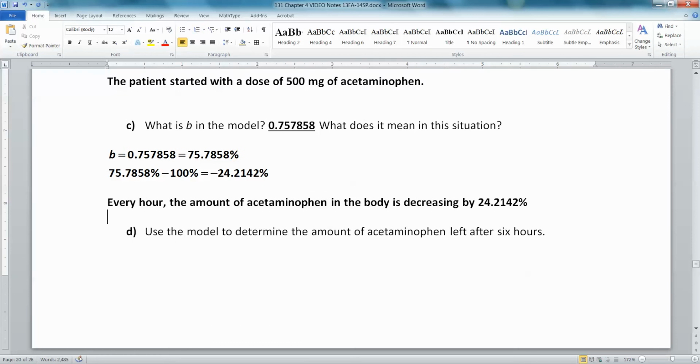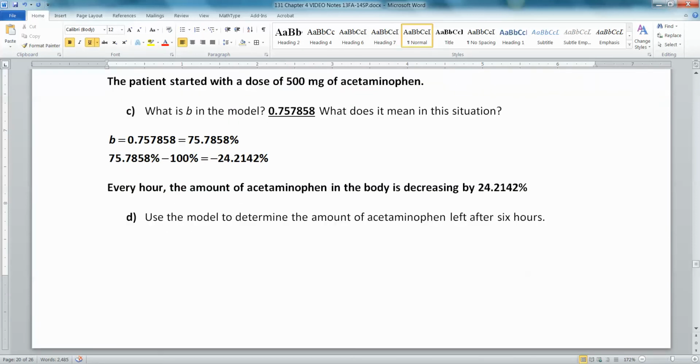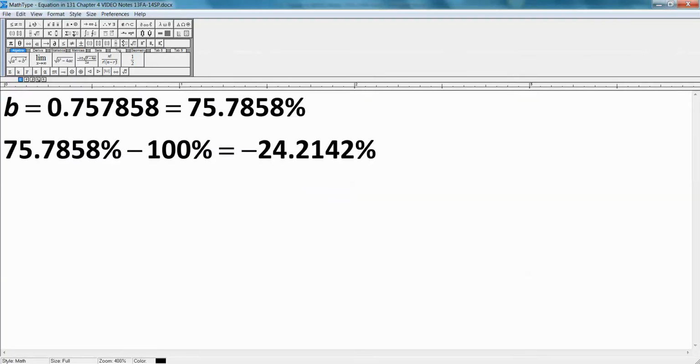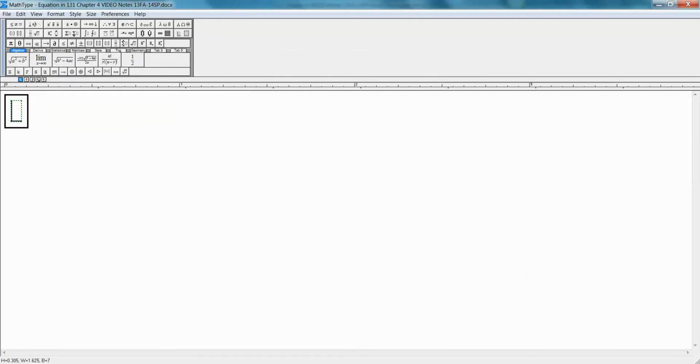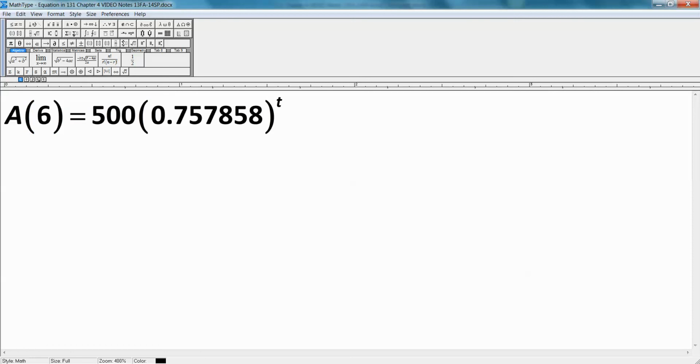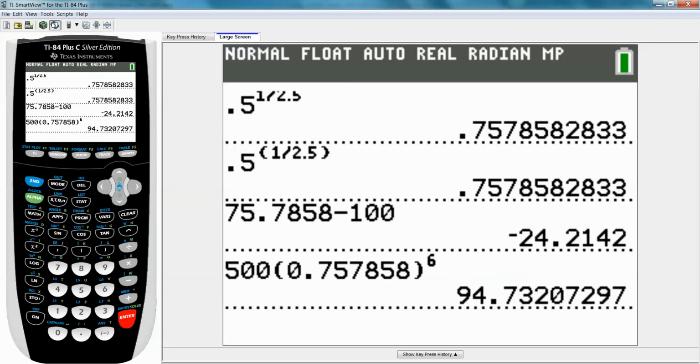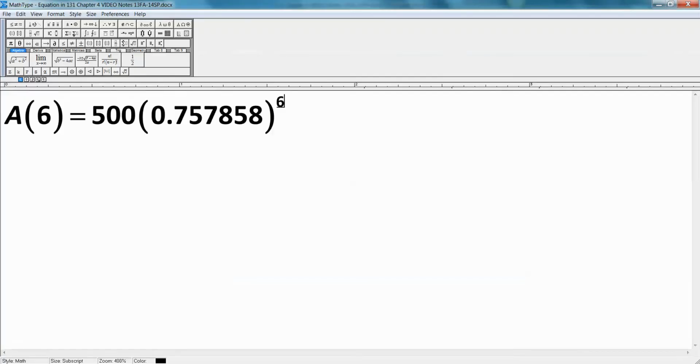All right, so use this to determine how much is in the body after 6 hours. So what we're going to do is take our equation and put 6 into it. So I grab that. I just thought I would underline this from previous. That'd be helpful for everybody. Okay, so I take 500 times 0.757858 to the 6. So I'm going to find 6 in here, and I'll make the calculator do that. So 500 times 0.757858 to the 6 is approximately 94.732.